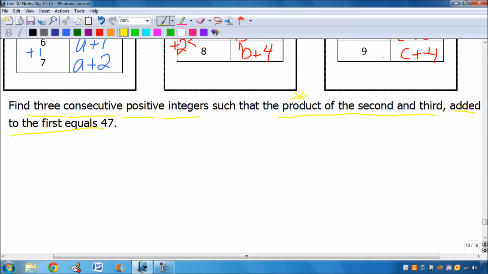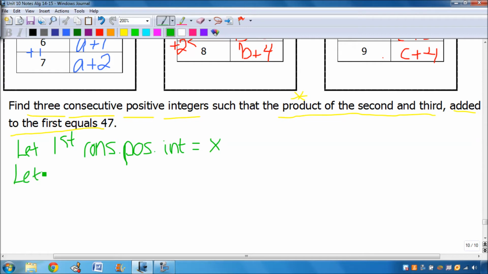Find 3 consecutive positive integers. Once it says that, my let statements need to be set up right away, and the let statements are easy. 3 consecutive positive integers. So I'm going to say let the first consecutive positive integer equal x. Then I'm going to say let the second consecutive positive integer equal... Now, a lot of people will see positive, and then for some reason it'll register in their brains that it's even or odd, but it's just positive. So it doesn't say even or odd, so it's just x plus 1.